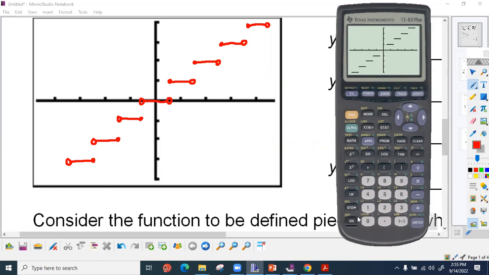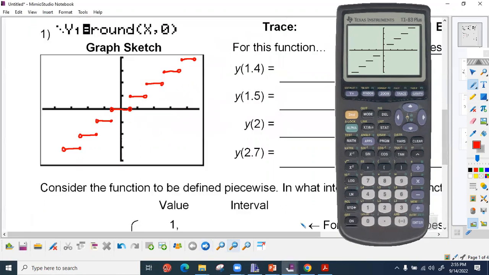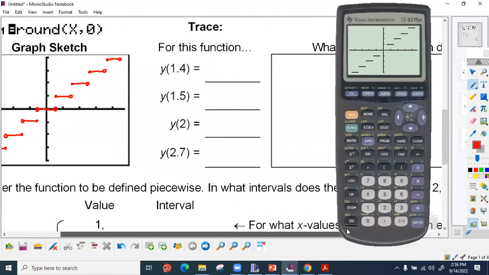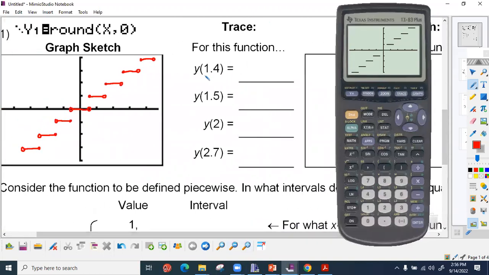Now, the calculator itself can only tell us so much. Does that make sense? So you have to use a little bit of math sense to understand where the open and closed circles take place. Okay? So let me zoom out. When I'm using my graph, if I go to 1.4 and I go up, what line does it fall on? It falls on 1. So what is the answer here? 1.